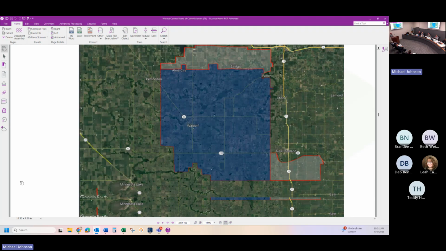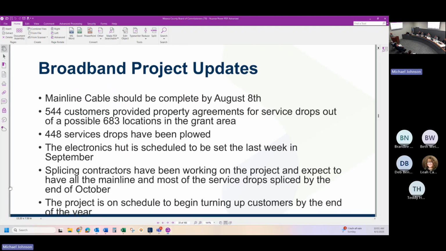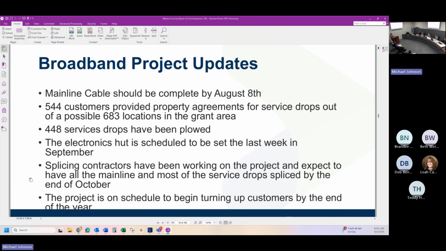So you want to move over to the next one. So when I talked about the process for this, the mainline cable is the first step. That's what parallels the roads. The main line, actually, I think I finished yesterday. So that part is done for both projects.